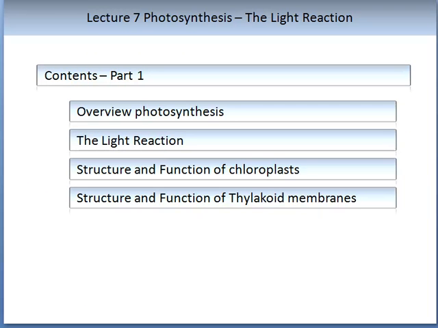This lecture is being split into two parts. In part 1, we will look at an overview of photosynthesis. We will concentrate on the light reaction, the structure and the function of the important organelles, the chloroplasts, and this will be followed by a detailed look at the structure and the function of thylakoid membranes. In part 2, we will concentrate on the energy production part of the light reaction.